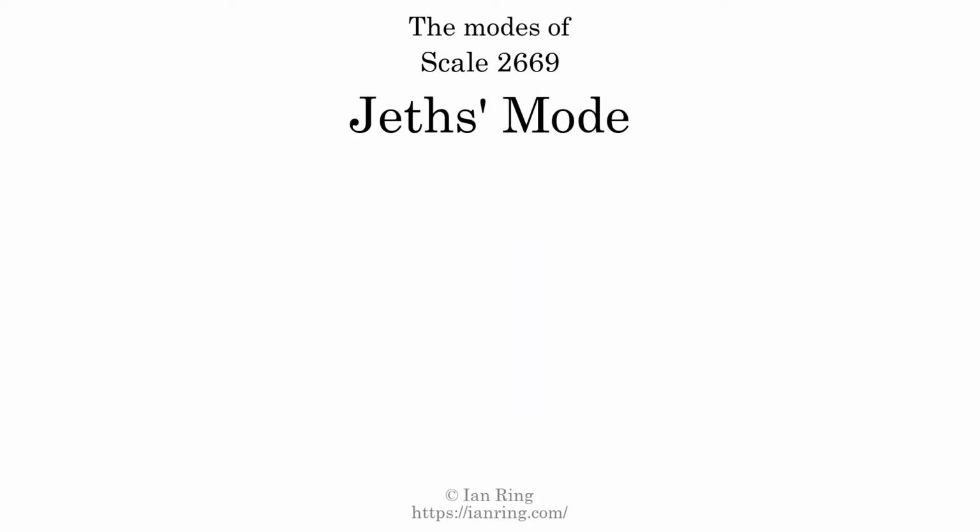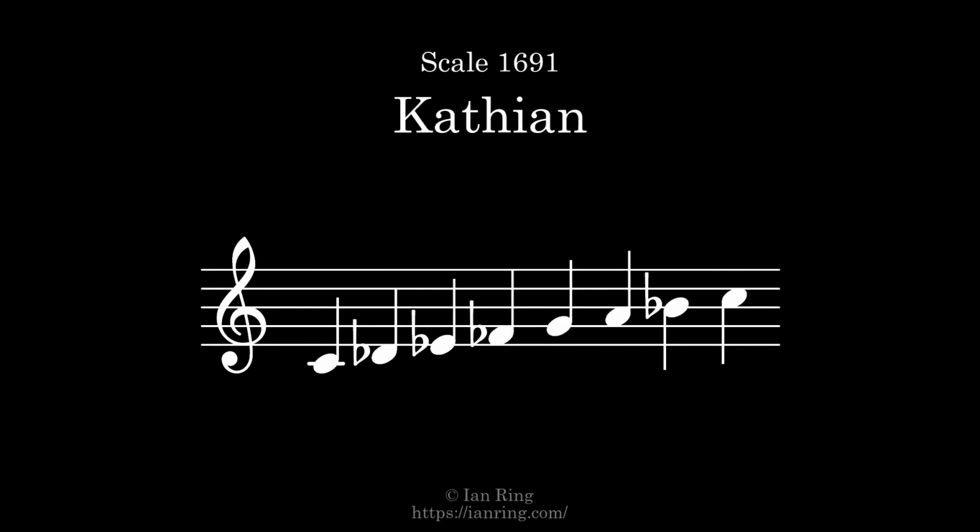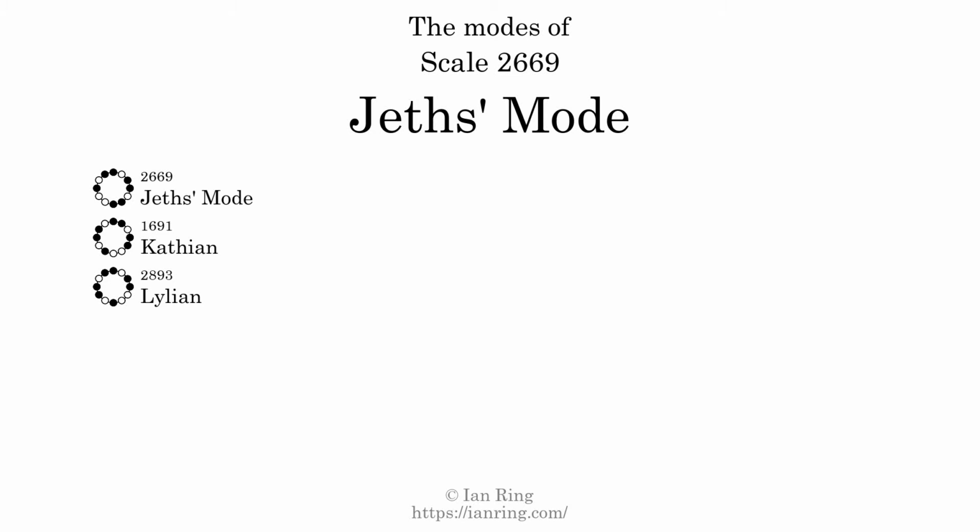This scale has 7 modes. The first mode is itself. The second mode is scale 1691, also known as Cathian. It sounds like this. The third mode is scale 2893, also known as Lillian. It sounds like this.